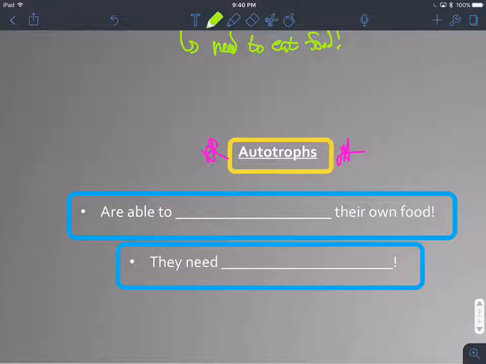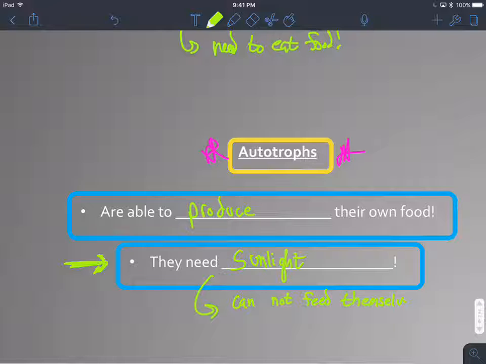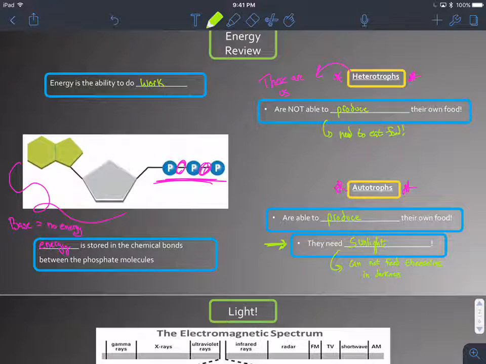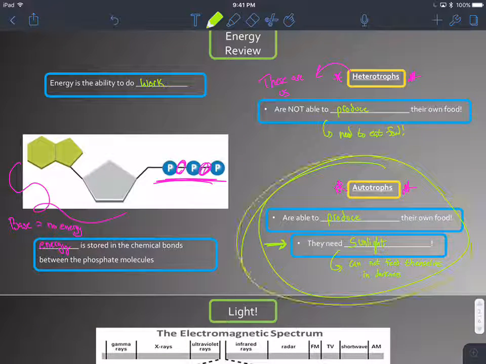Autotrophs, on the other hand, are able to produce their own food. The only caveat is that in order for them to do this, they need sunlight. They cannot feed themselves in the darkness. So I guess what I'm saying is an autotroph really isn't a very good movie date. So we're really going to start focusing on this autotroph group now.